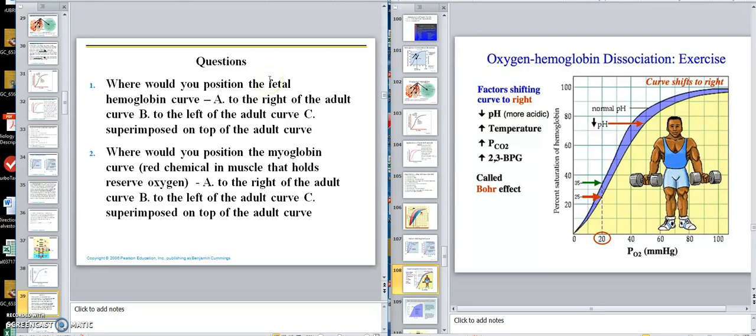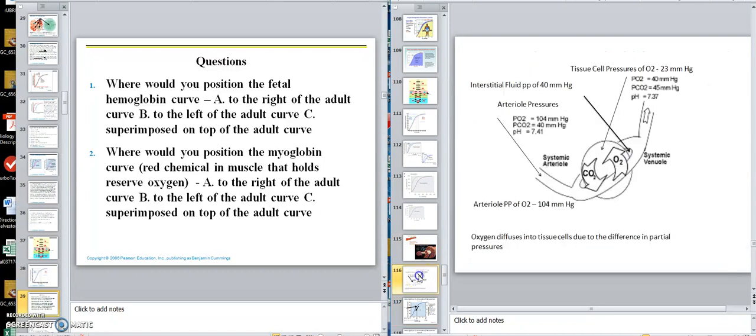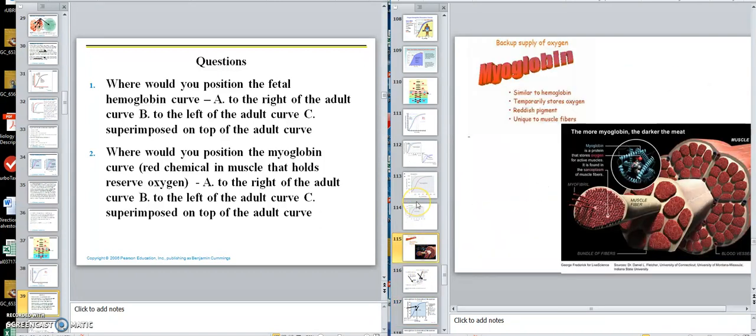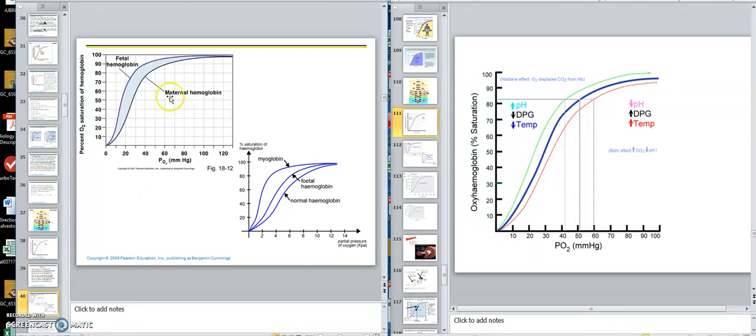The fetus has to pick up oxygen from the mom's blood, right? So if we think about that, then we can say that the mom's blood would have to give it up to the kid's blood, right? So then the mom's curve would have to be over here. Why? Because the fetal curve has to have more affinity than the mother's. It has to pull it off the mother's.